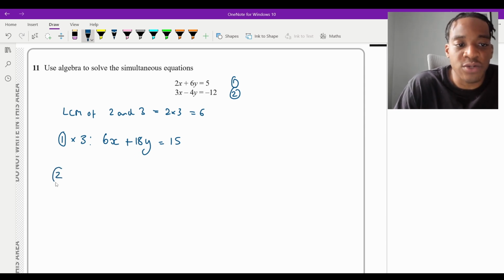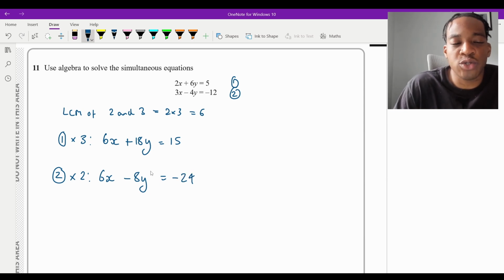And then for the second equation, well, we have a 3x here. We need to get it to a 6x, so we're going to times by 2. Times this by 2, and then if I times this by 2, 3x times 2 is 6x. Minus 4y times by 2 is going to be minus 8y. Got minus 8y here. And then equals, and then we've got minus 12 times by 2. That's going to be minus 24. So these are going to be our two new equations.